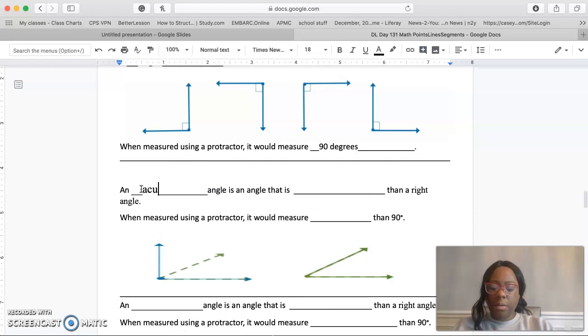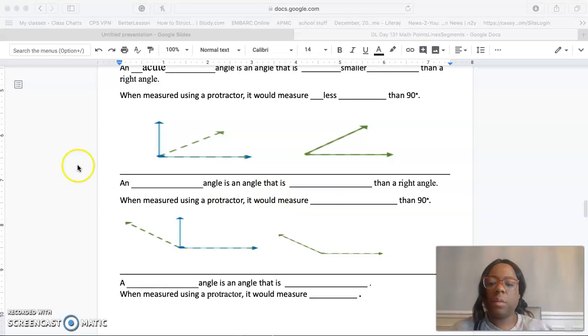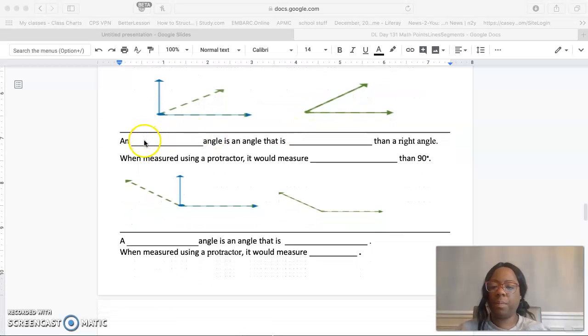An acute angle is an angle that is smaller than a right angle. When measured using a protractor, it would measure less than 90 degrees. Take a look at the example. They're gauging us with a 90-degree angle. This angle that's in green would definitely be an acute angle because it is smaller than a 90-degree angle.